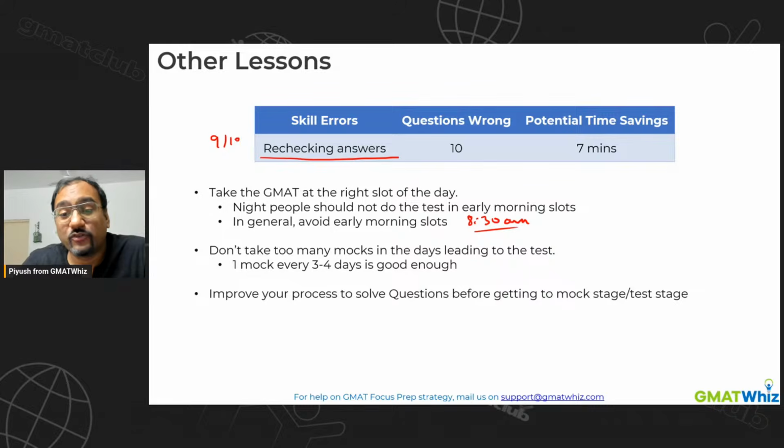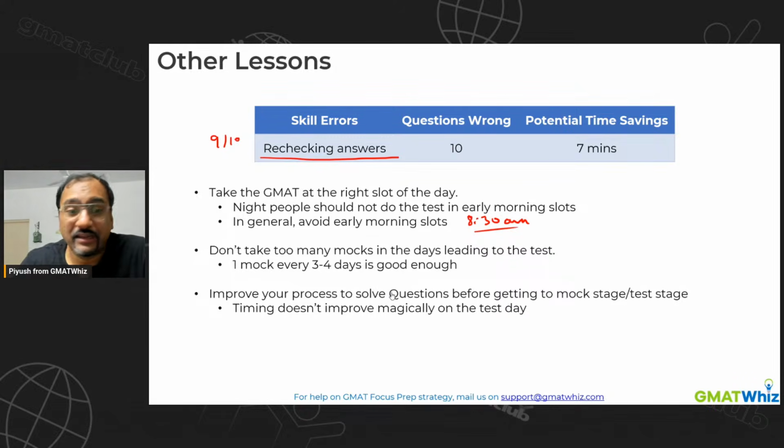Improve your process to solve questions before getting to the mock stage or test stage. Trust me, you cannot improve your timing magically on the day of the test. There is no magic that exists in the world. Anyone who tells you they can make you do that, it won't happen. Trust me. Timing per question won't improve. Pacing can change. That's a different story. But they are both different things altogether.